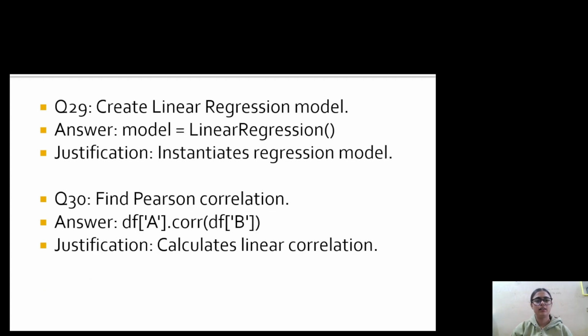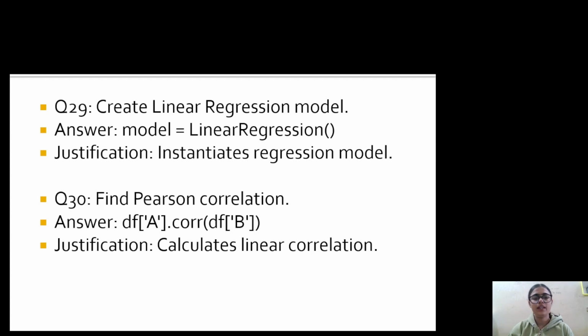Next is create linear regression model. The command used for creating a linear regression model object is model = LinearRegression(). This creates a linear regression object from scikit-learn, and once created you can run it.